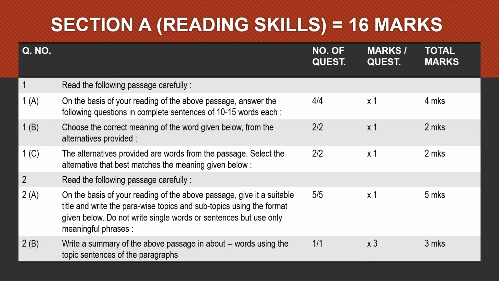Okay, the second question is to do with note making and summarizing. So 2A is your actual note making, where you have to make notes using the topic sentences based on the paragraph that is given to you and the format that they have given in the question paper. So 5 marks for that. And 2B is based on a note making. You have to formulate a summary about the passage. That is 1 paragraph you have to write for 3 marks. 8 plus 8 gives you 16 for your reading section.